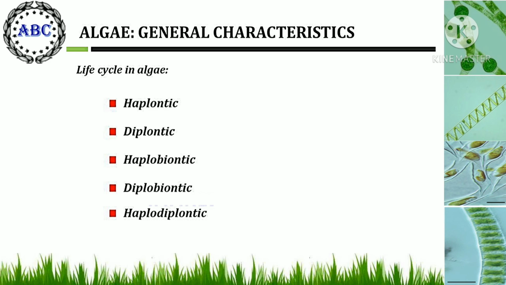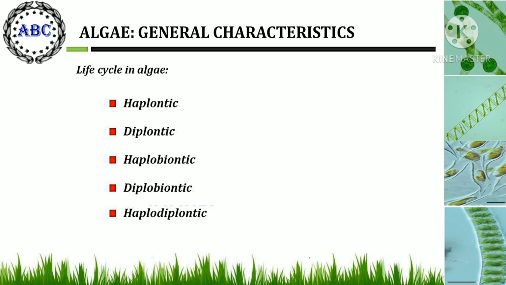Another one, diplontic life cycle, in which only gametes are the haploid phases, otherwise all events are diploid, that is, the diploid phases are dominant, so it is called a diplontic life cycle. Haplobiontic life cycle. Haplobiontic means in that life cycle, two phases of haploid events come and only single diploid zygote is present. That's why it is called haplobiontic life cycle.